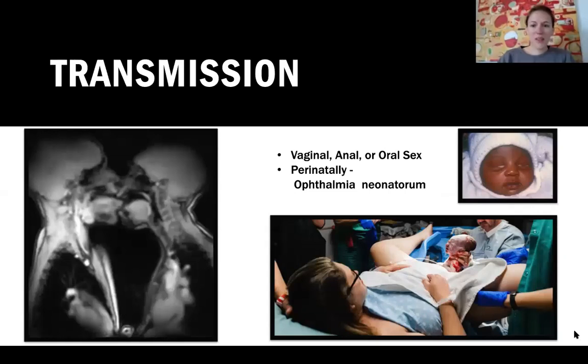Neisseria gonorrhoeae is spread through vaginal, anal, or oral sex. A pregnant woman may also pass it on to her baby perinatally during childbirth, in which case the baby would be born with ophthalmia neonatorum, or conjunctivitis of the newborn. This can cause blindness in newborns, which is why topical erythromycin is administered to the eyes of all newborns upon delivery, if the parents are willing.